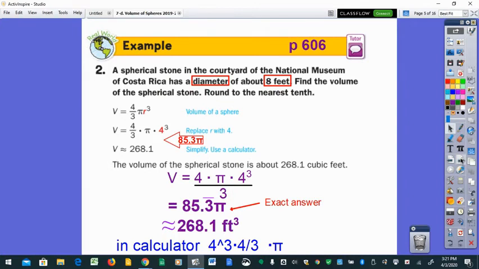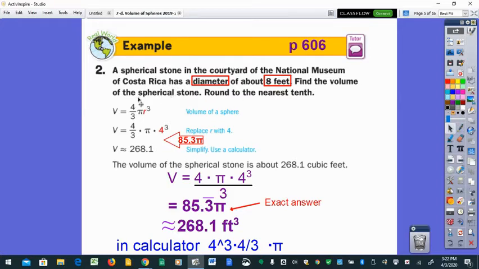Here's another example done in words, and you'll notice as I read, as a reading strategy, I kind of box in or circle or underline, so I kind of know what I'm working with as I read. So a spherical stone in the courtyard of the National Museum of Costa Rica has a diameter of about 8 feet. Find the volume of the spherical stone.